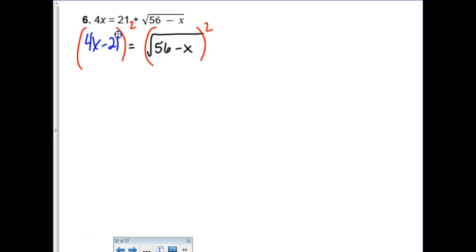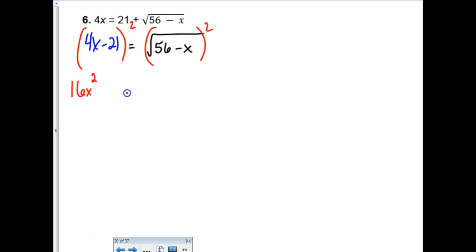You guys remembered that this is a full-out FOIL question. So it's 4x minus 21 times another 4x minus 21. Here we go. 4x times 4x is 16x squared. And then you'd have negative 84x, and then another negative 84x when you FOIL outside and inside.